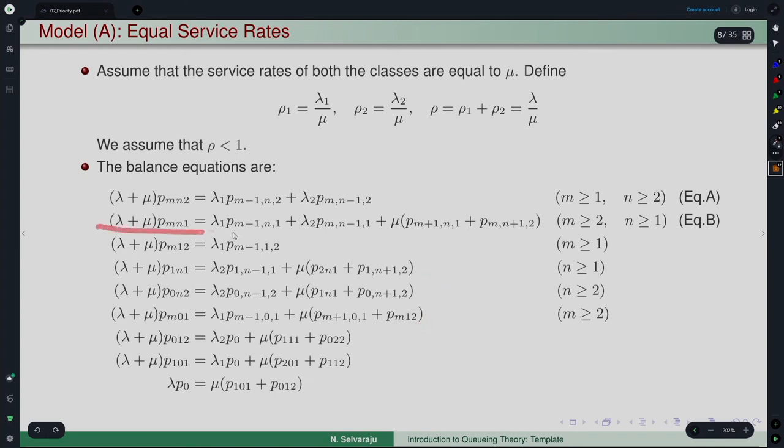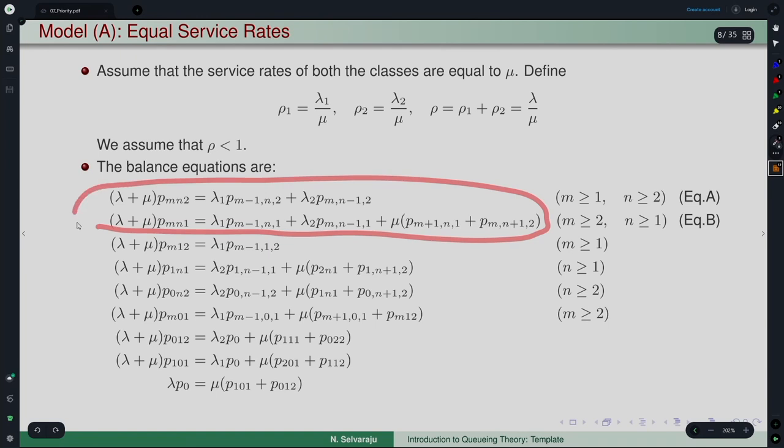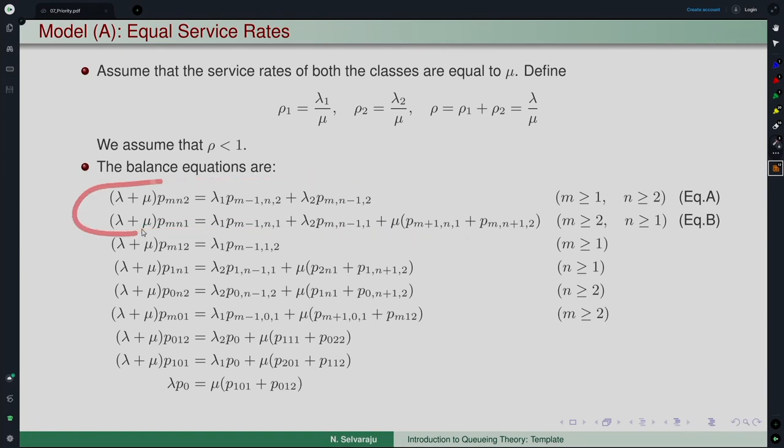But once you understand the genesis by looking at these two, what are the possibilities that can lead to this particular state. So, this is the general principle in balance equation writing with respect to any Markovian model. So, we are getting practiced with many such things. So, this is m and 2.